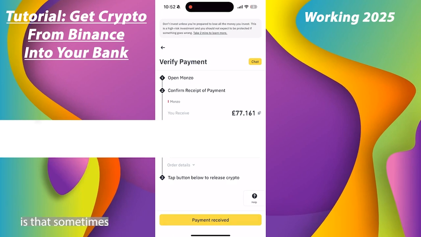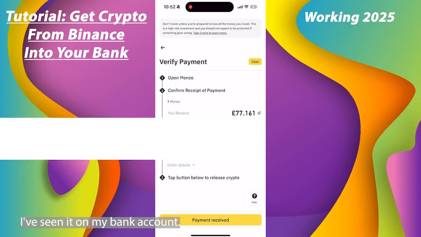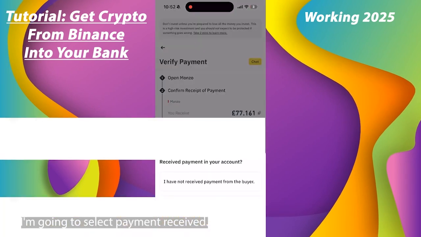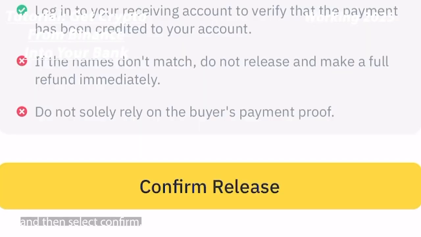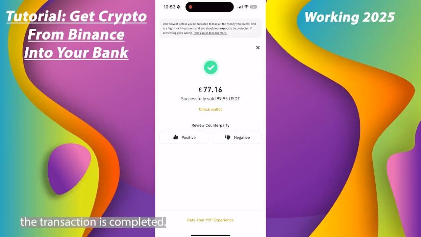One thing to note is that sometimes people try and select that they've sent you the payment before they actually have, so always be careful of that. I've seen it in my bank account, so I'm going to select payment received. I have verified that the payment has been received. It gives you the final terms and conditions, and then select confirm. Once this has happened, I'll have to type in my authenticator details, and pretty much the transaction is completed.